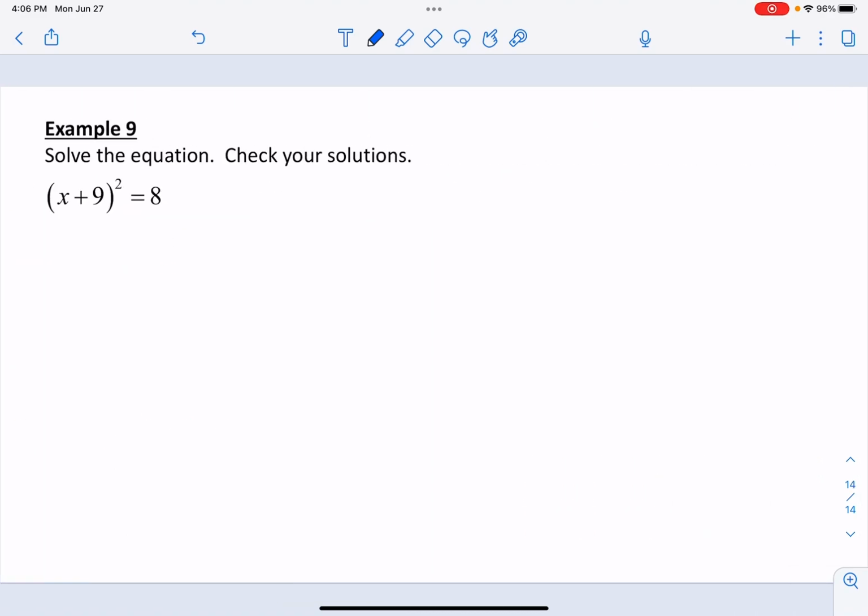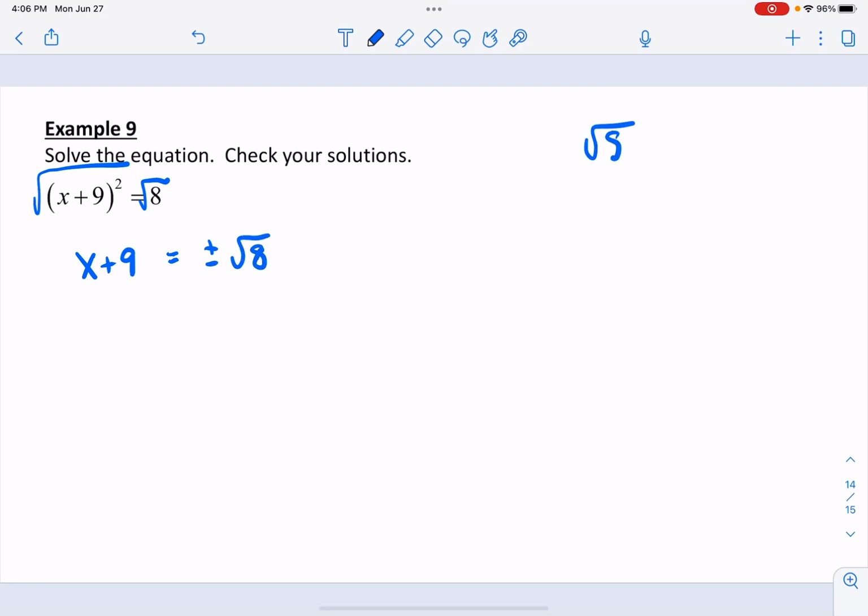Okay, now this one. We square root both sides. Square rooting undoes that squared. So I have x plus 9 equals plus or minus root 8.